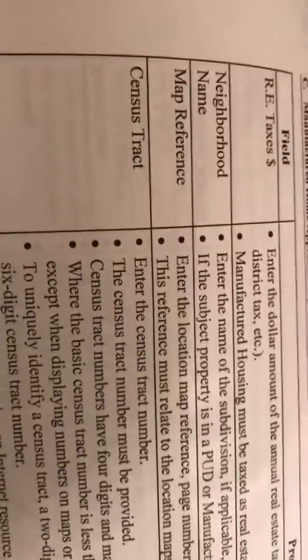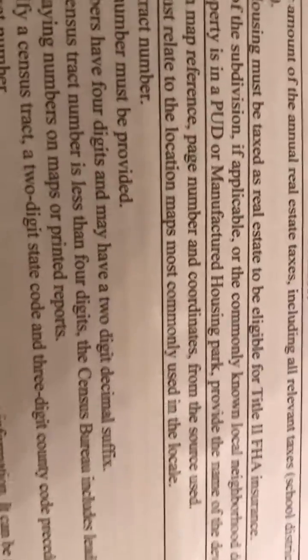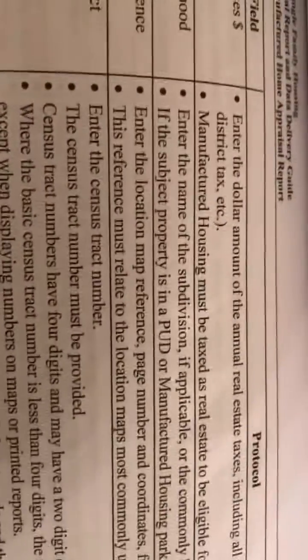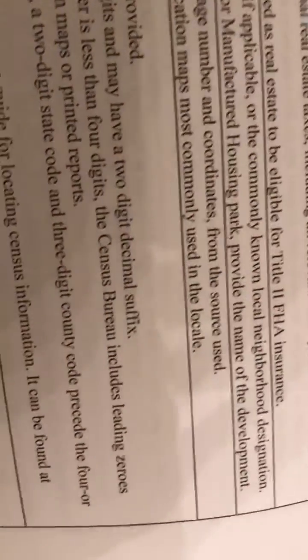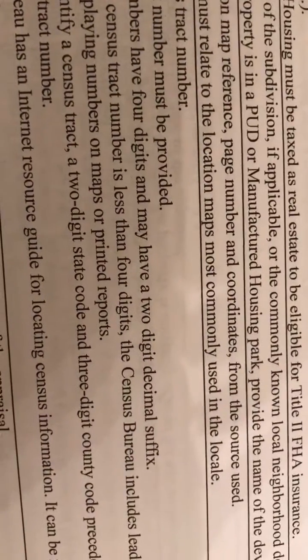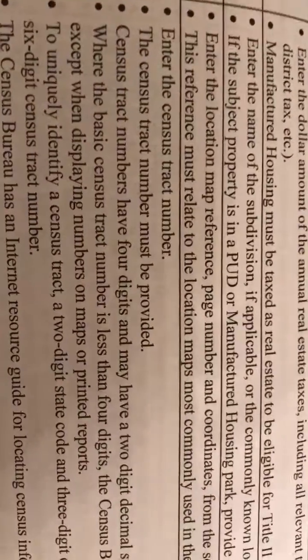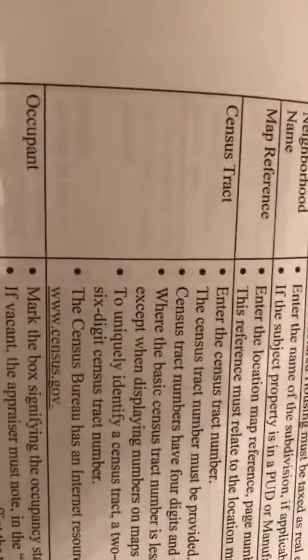Field, neighborhood name. Protocol. Enter the name of the subdivision, if applicable, or the commonly known locale neighborhood designation. If the subject property is in a PUD or manufactured housing park, provide the name of the development. Field, map reference. Protocol. Enter the locational map reference, page number, and coordinates from the source used. This reference must relate to the location maps most commonly used in the locale.